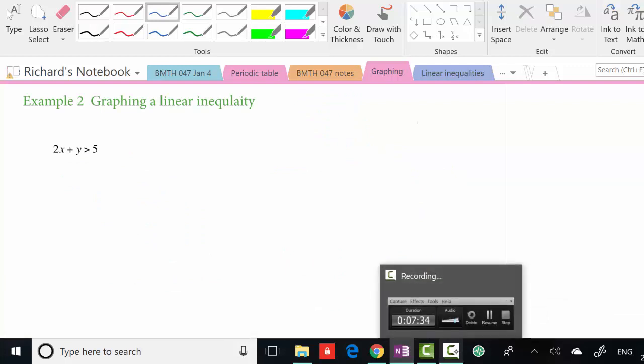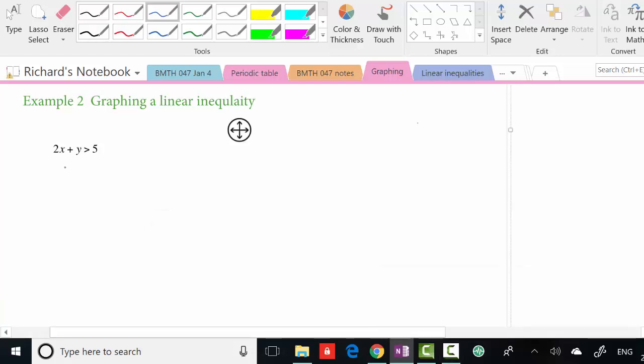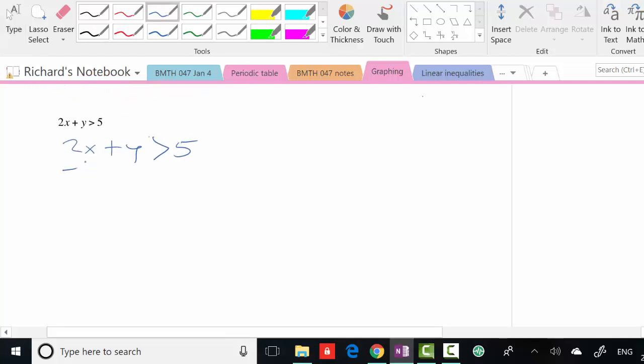So now I'm going to solve another linear inequality. Notice that with this linear inequality, the inequality sign does not have an equality component. So I'm going to solve this inequality for y. Here we go. 2x plus y is greater than 5. Subtract 2x from both sides of the inequality, and then what I have is y is greater than minus 2x plus 5. Next, I'm going to make a table of ordered pairs.